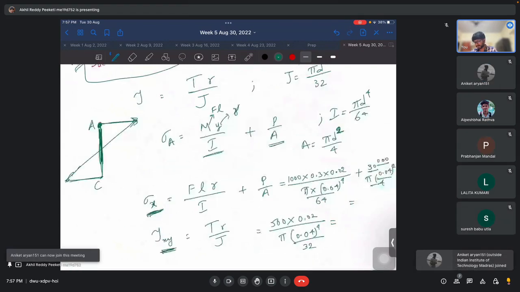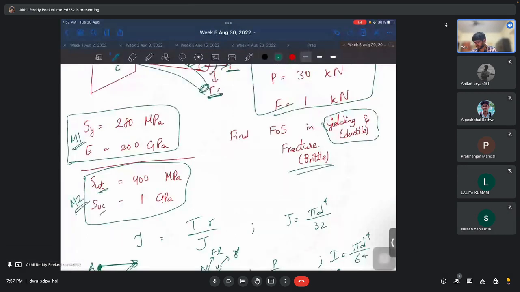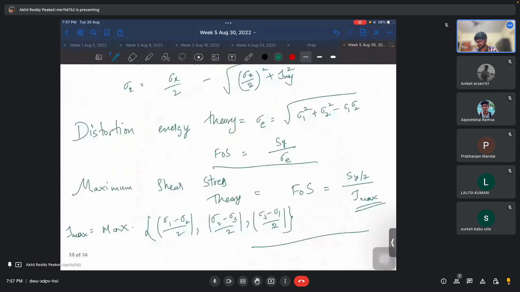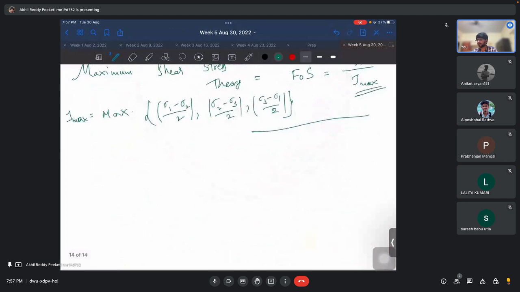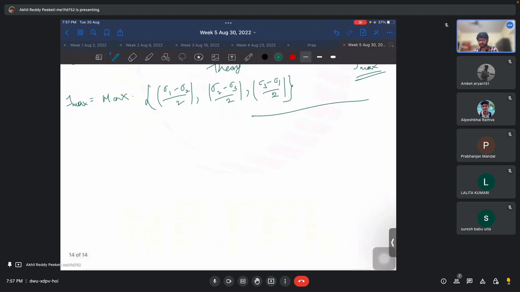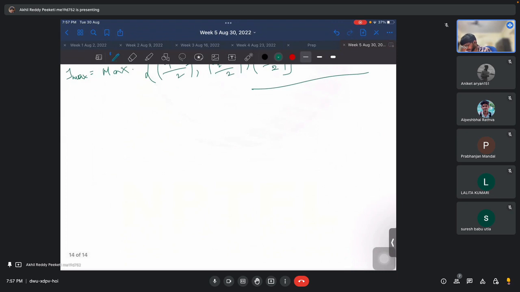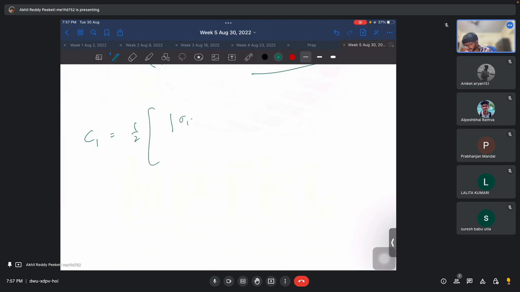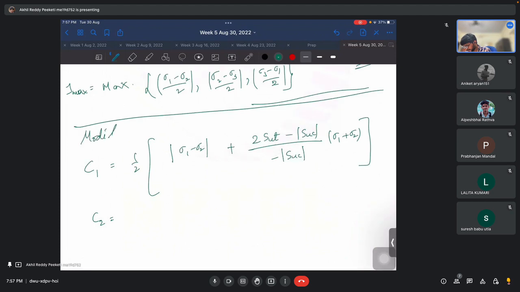Again we were asked to find the factor of safety during fracture also, given SUT and SUC. For this there are actually three equations: the Coulomb-Mohr equation, the modified Mohr equation, and the final modified Mohr effective stress. We'll see the final modified Mohr. For that case you need to find some values called C1, C2, C3, which I will tell you now. These three values you need to find.